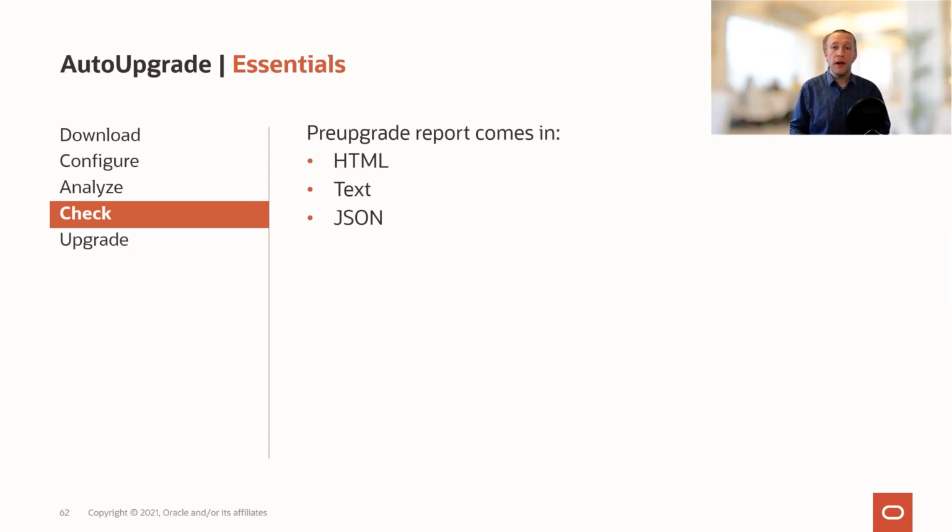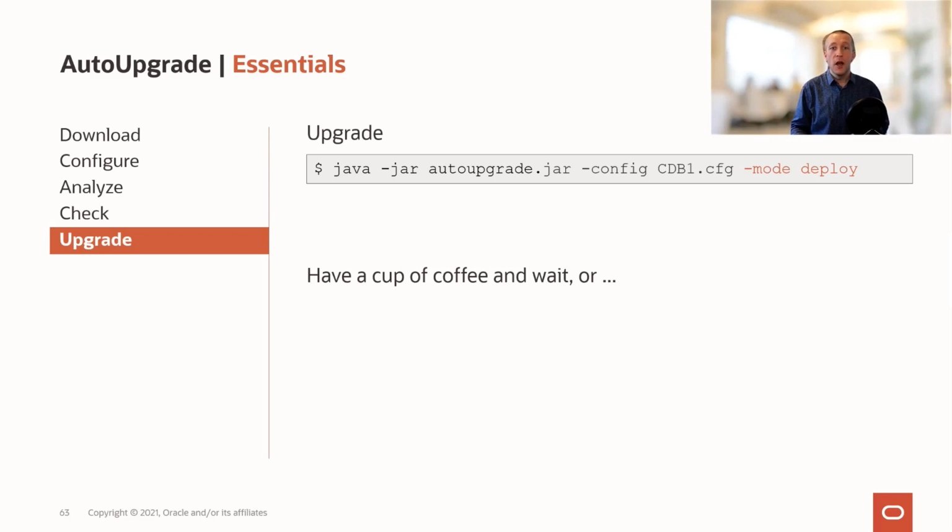Now that we've verified that our database is ready to be upgraded, let's go ahead. We use AutoUpgrade in deploy mode. We use the same configuration file, and all you have to specify is mode deploy. This will start AutoUpgrade in deploy mode. It'll reanalyze the database. It'll then run the pre-upgrade fix-ups and then kick off the upgrade. When that happens, simply sit back and relax and let AutoUpgrade do all the work for you.